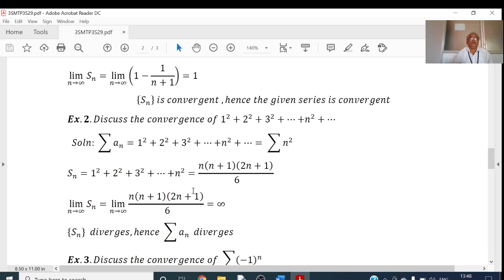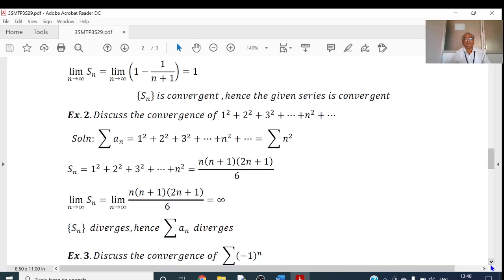This is our Sn. Now if I take the limit of Sn as n tends to infinity, it is equal to the limit of n into n plus 1 into 2n plus 1 divided by 6. If I put n tends to infinity, the numerator becomes infinite. Infinite by any finite quantity is again infinite. So I am getting the limit of Sn is equal to infinity. Therefore, this sequence Sn is divergent. If the sequence Sn is divergent, then we say that the corresponding series is also divergent.